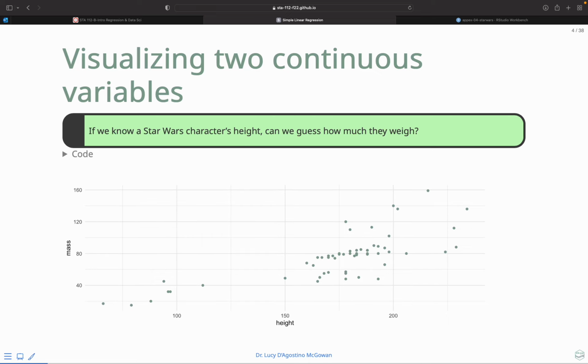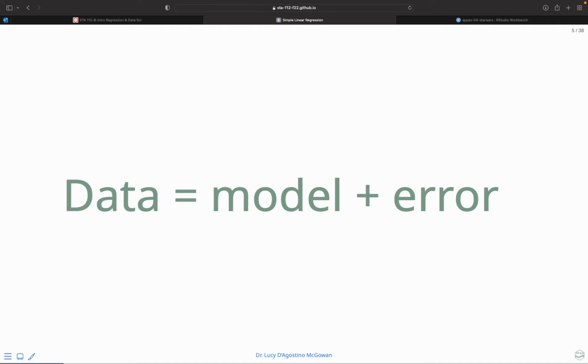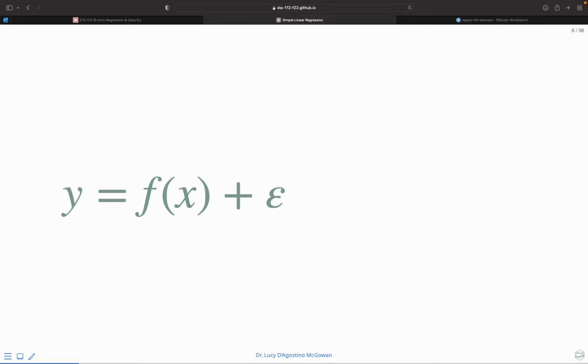And so I could use something like this to help me answer the question: if we knew a Star Wars character's height, can we guess how much they weigh? I might use information about the height and weight that I've seen for these observed values to help me guess how much a new character might weigh, given I knew their height. Coming back to that same data equals model plus error, we can use this same metric to answer that type of question.